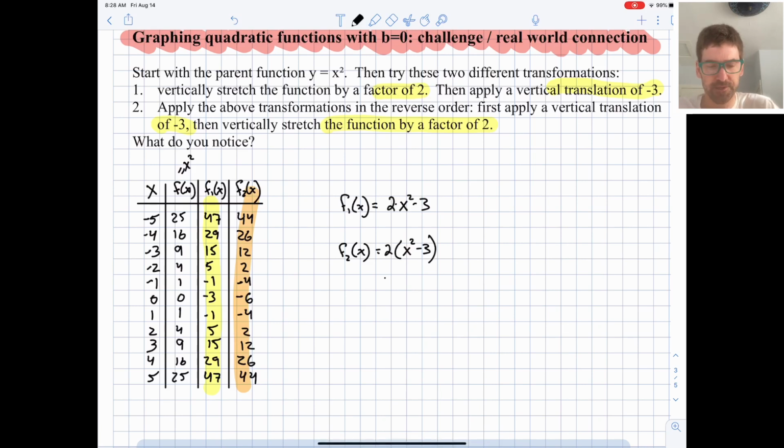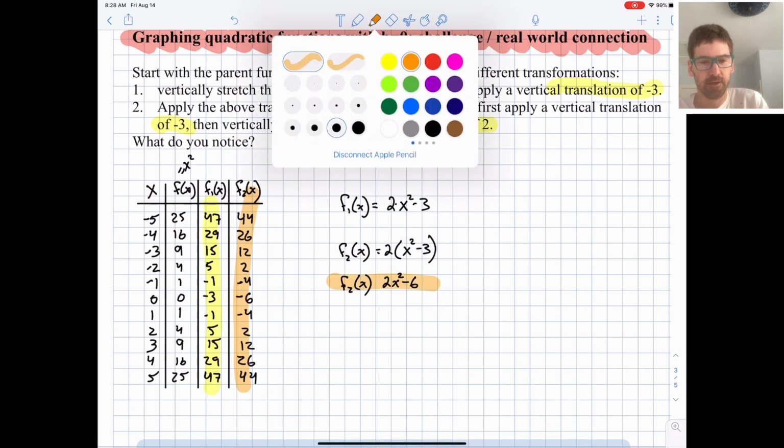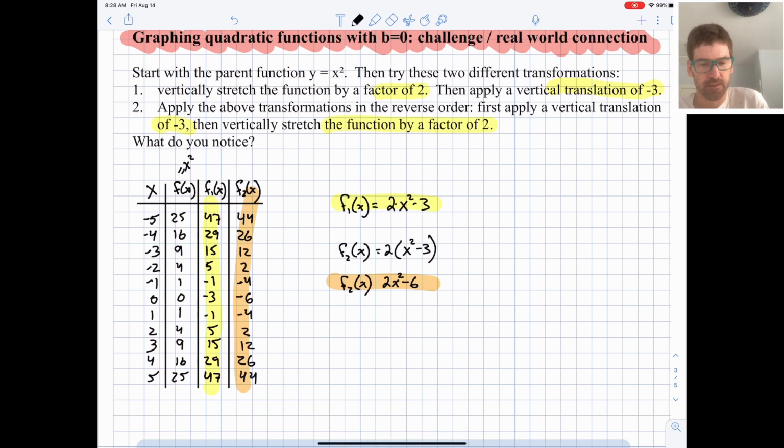Okay, and so we can do the distributive property and get 2x squared minus 6 is equal to f2. So I think you can see here f2 versus f1, why they differ by 3, because of these two values right there. One we're subtracting 3 at the end, and one we're subtracting 6 at the end. All right, maybe go ahead and try to graph those two on Desmos or by hand if you want also.